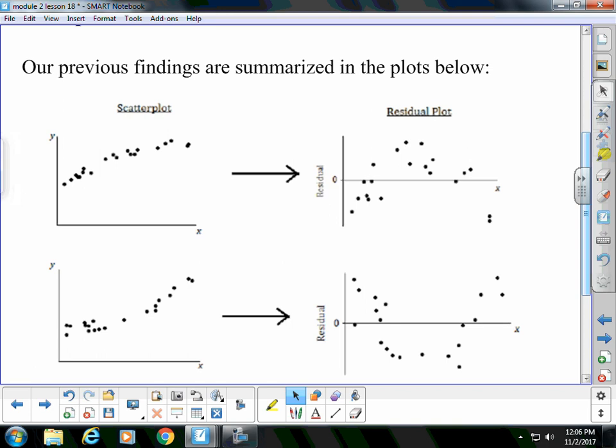Okay, so if you have a scatter plot that looks like this first one, then that's the scatter plot, and this one over here is the corresponding residual plot. Notice that there's not a pattern to that residual plot. This first one is a scatter plot that would have a best fit line, maybe something like that. And then the residual plot has no pattern.